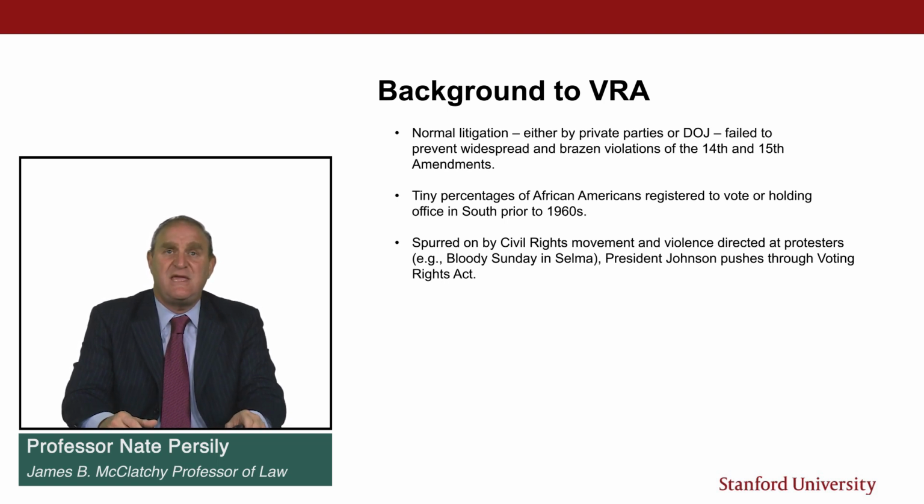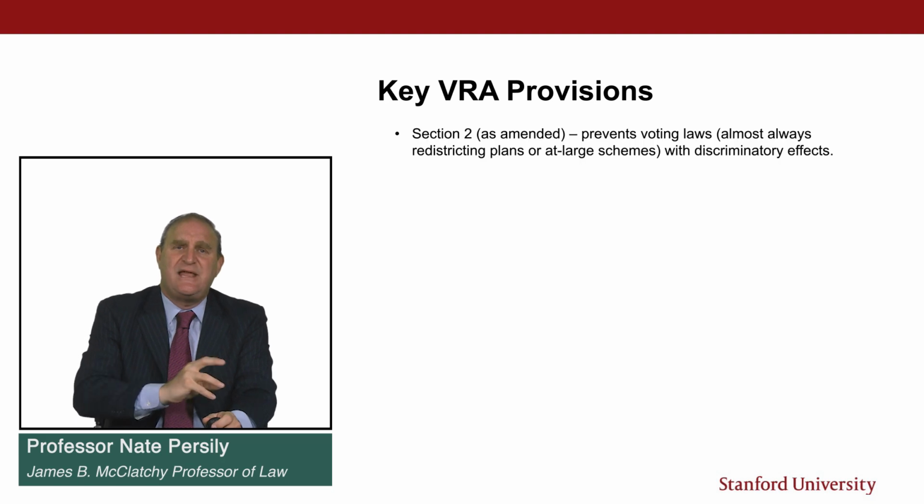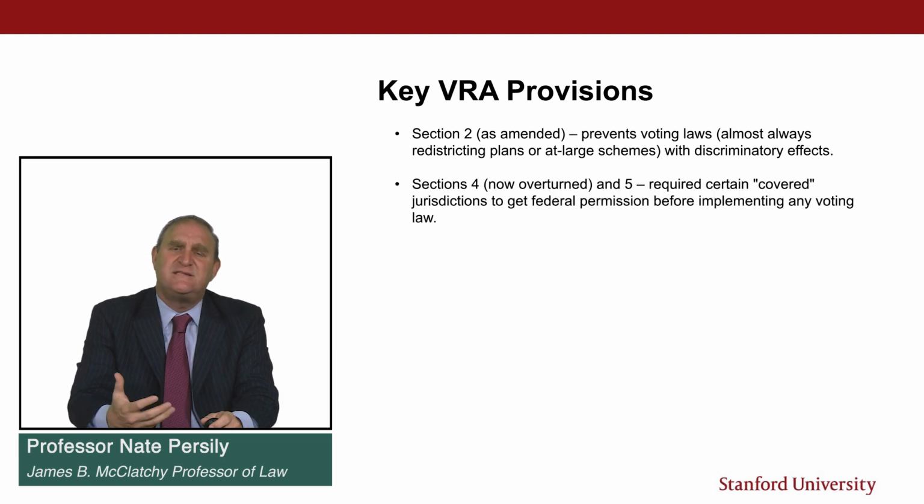And so there are several key provisions of the Voting Rights Act that were passed at the time. Section 2, which we've dealt with in another lecture, was later amended in the 1980s, and prevents voting laws with discriminatory effects. Section 4 is the provision that was overturned by Shelby County versus Holder, which required certain covered jurisdictions to get federal permission before implementing any new voting laws. And we'll talk a lot about that with the so-called pre-clearance regime.